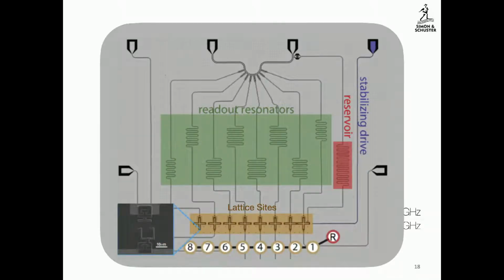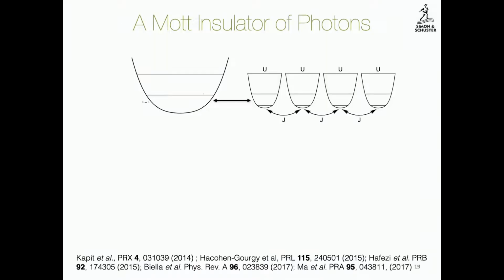So physically, this is a micrograph of our system. These are the transmon qubits. This is our quantum gas microscope, if you will, that allows us to read out the occupancy in photons of each qubit. And then we have drive lines for exciting the various qubits.